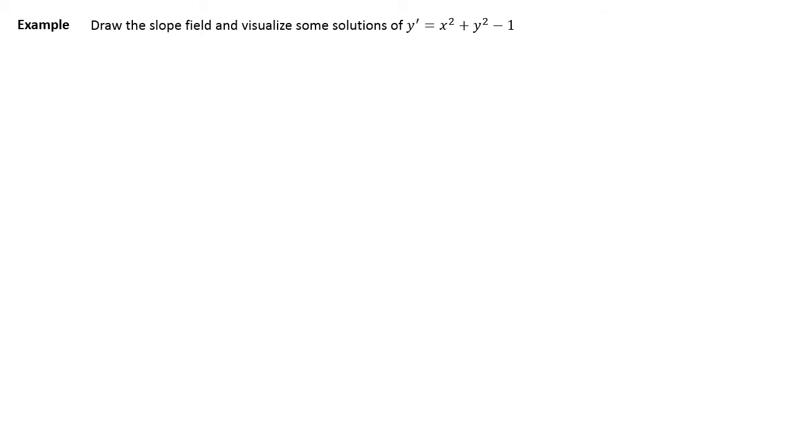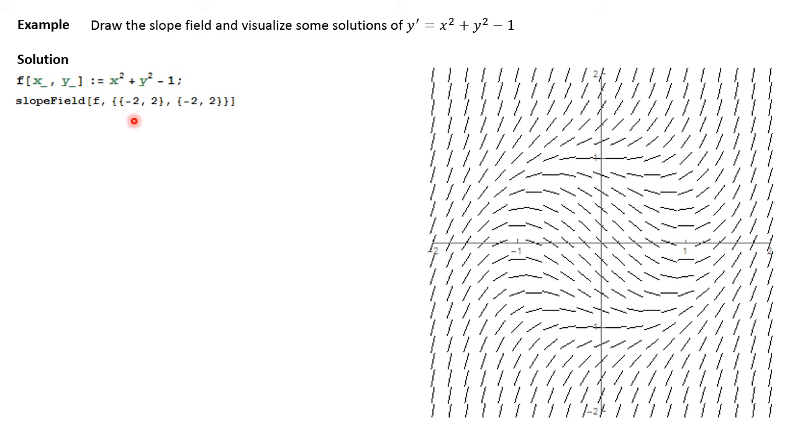Alright, so let's discuss a different differential equation, y prime equals x squared plus y squared minus 1. This is an interesting differential equation for reasons I will discuss momentarily, but first let's draw the slope field using the same Mathematica functions that we discussed before. So this is the slope field. It makes sense when you think about it, why it looks this way.